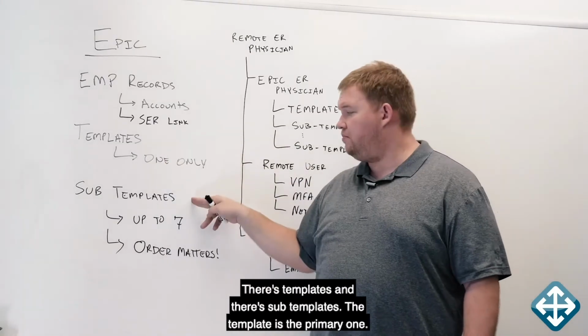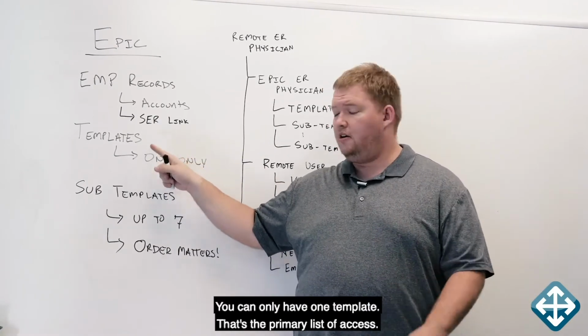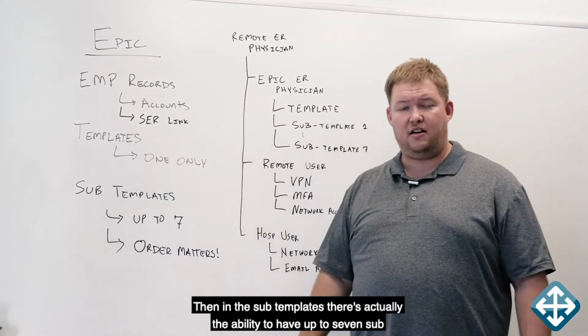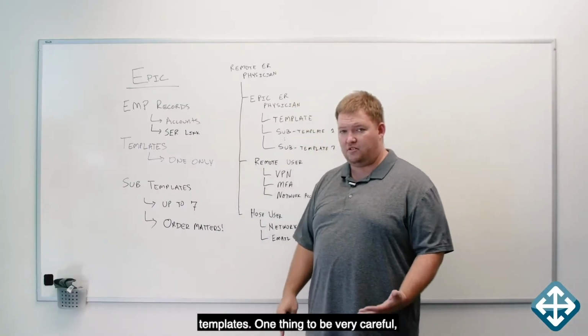There are templates and there are subtemplates. The template is the primary one. You can only have one template. That's the primary list of access. Then in the subtemplates, there's actually the ability to have up to 7 subtemplates.